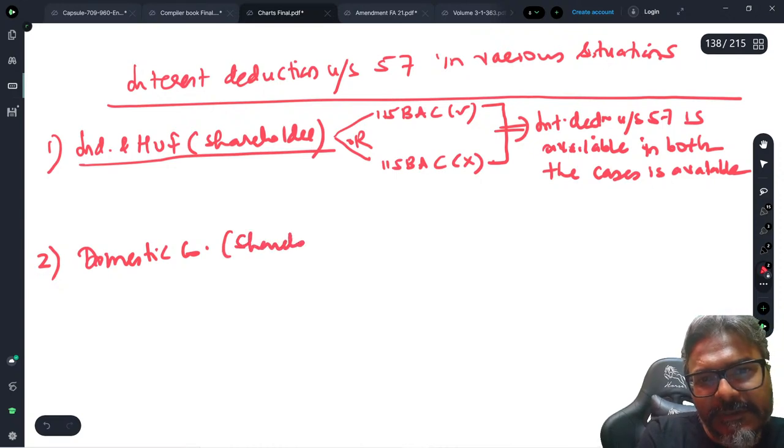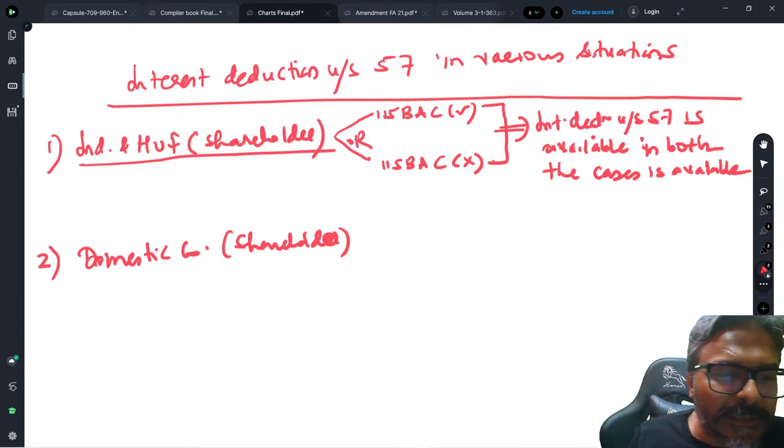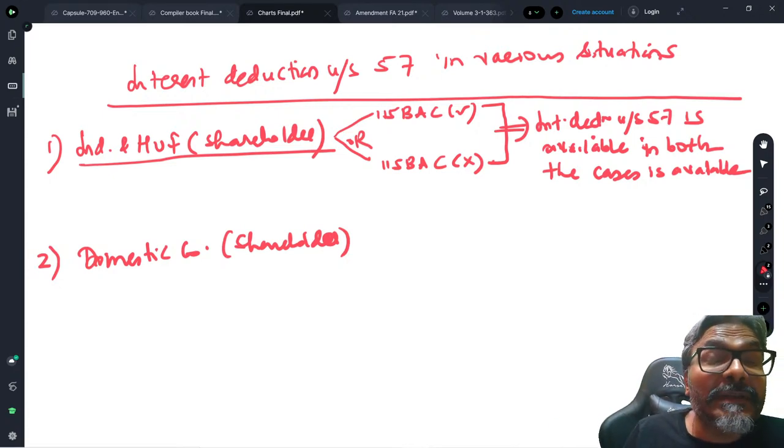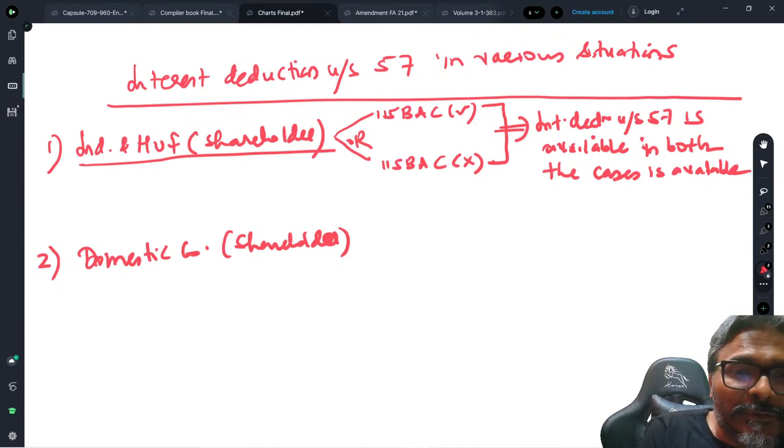Second, if the shareholder is a domestic company. Students, this is such an important note because there are so many MCQs and case studies, and students make so many silly mistakes. That is the reason why this is the Brahmastra kind of a note for all of you.